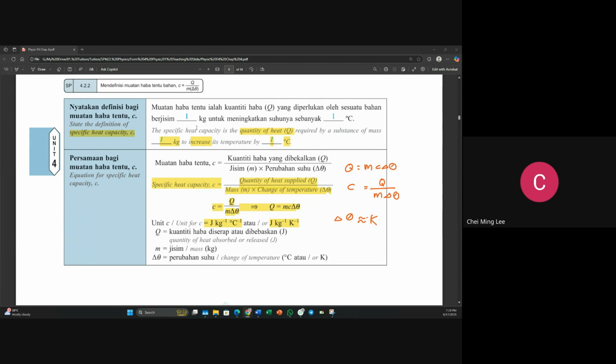Okay, so the equation will be c = Q over m times change of theta. So the change of theta is the change of temperature, but normally we rearrange it into Q = mcθ. Okay, normally we will change it into this. So where Q is the quantity of heat, m is mass, and change of theta, or we call theta, is the change of temperature. Highest minus lowest, or the final temperature minus the initial temperature, also can.